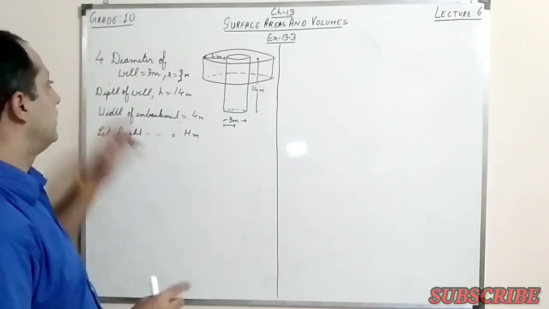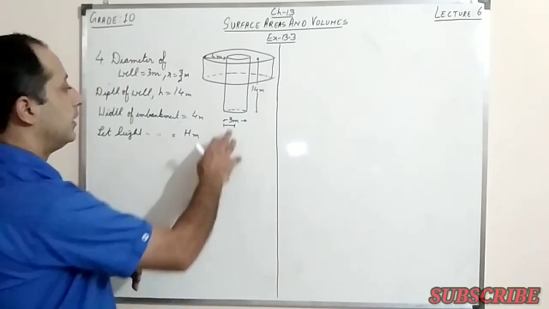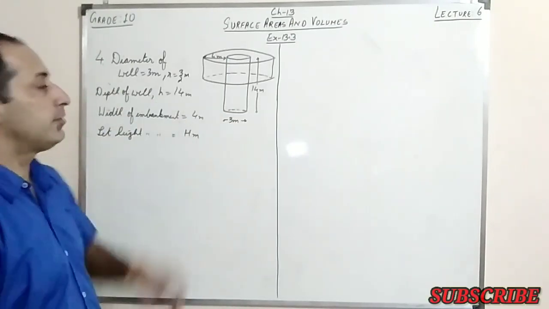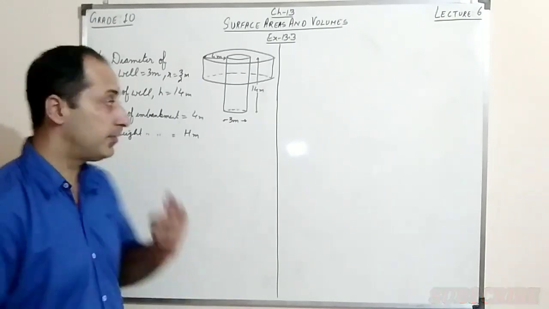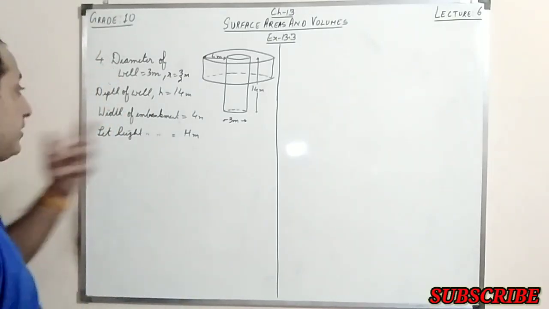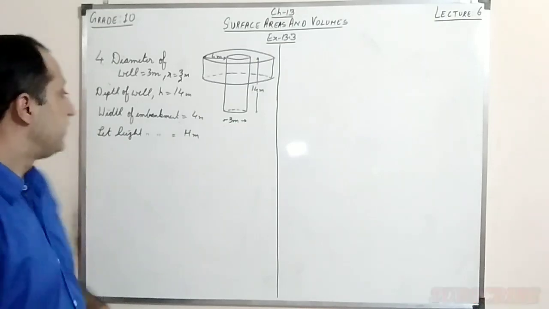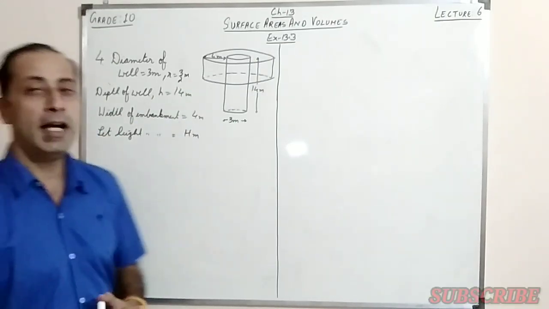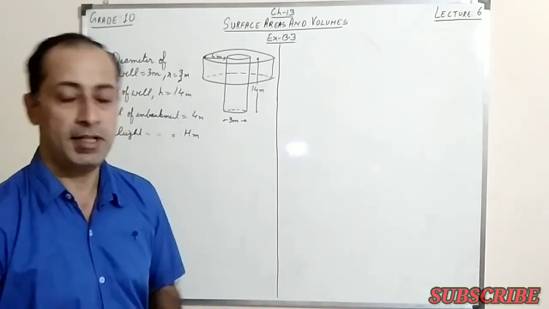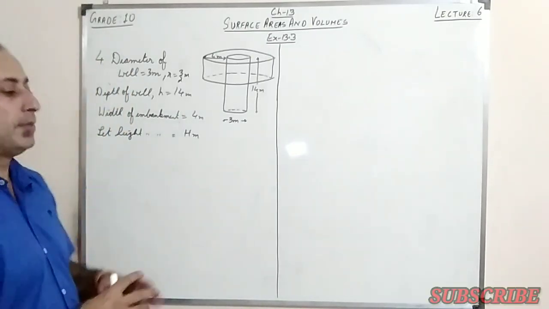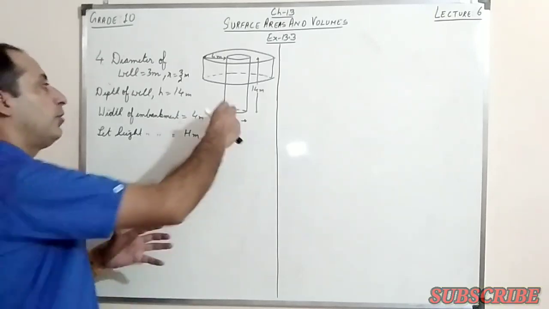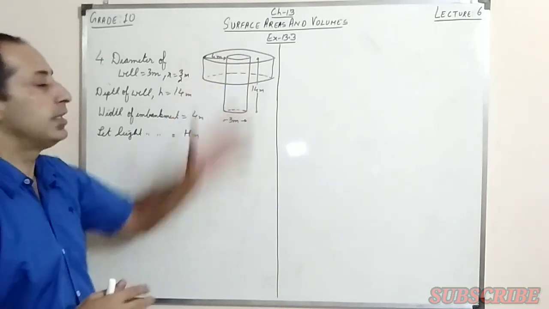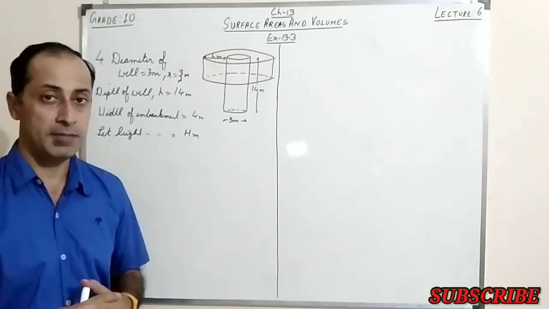Now, first of all, the things which are given to us. The diameter of the well is 3 meters, so we have written 3, and the radius we have taken as 3/2, small r. The depth of the well, small h, is 14 meter. Width of embankment is 4 meter, and let the height of embankment be equal to capital H meters. Obviously, the volume of the earth which has been taken out from the well will be equal to the volume of this cylindrical ring embankment.